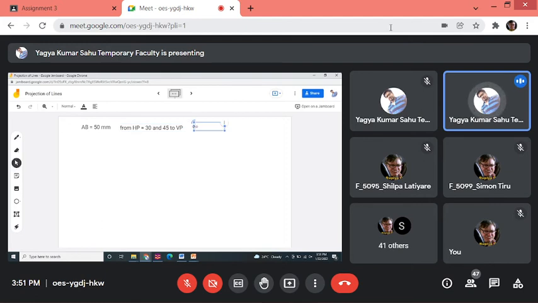For end A the coordinates are given: 10 mm above HP, and 15 mm in front of VP. So for end A the coordinates are given. So this is the whole question.